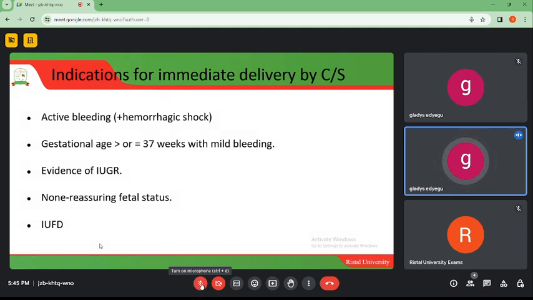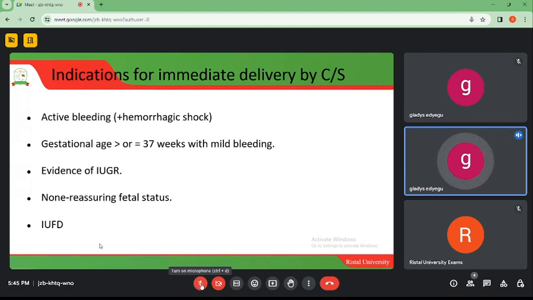Then IUFDs. The IUFD, intrauterine fetal death. Most of our mothers, because the cervix is covered by the placenta, the baby cannot pass anywhere, the baby has already died. So you cannot say that you're going to deliver this mother vaginally. You cannot. The baby is dead, the placenta has covered the os. This baby cannot pass anywhere.